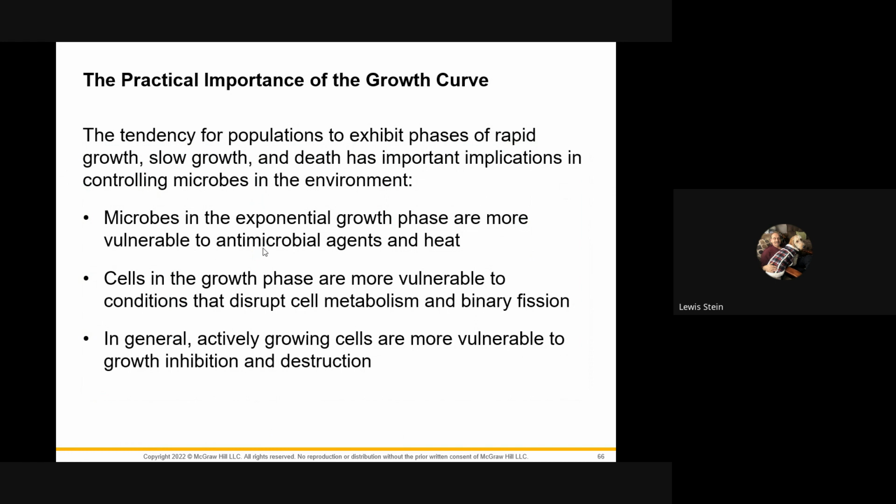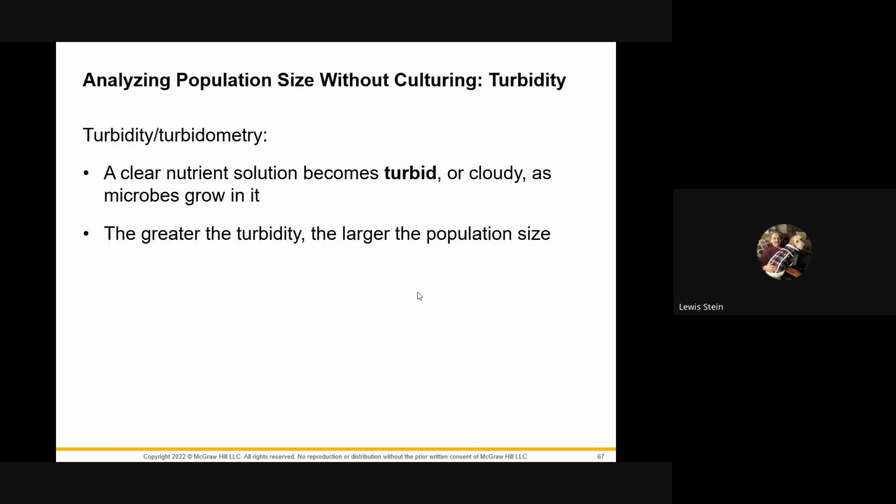Okay, somebody has a mild fever. If they get these things recurrently, you may let it go. Over time you try to get an idea when something abnormal is occurring. Cells in growth phase are more vulnerable to conditions that disrupt their metabolism. Actively growing cells are more vulnerable to growth inhibition and destruction. They're just vulnerable because all they're doing is growing. If you can put anything in the environment to affect it, do so.